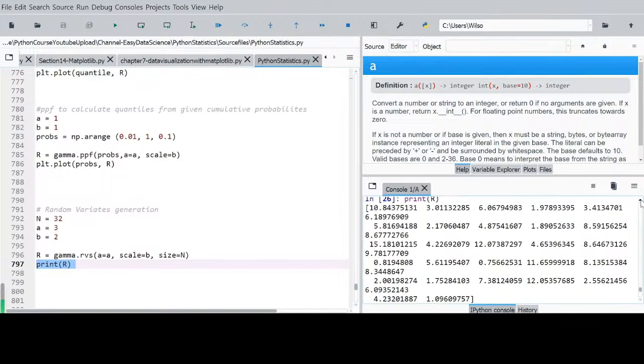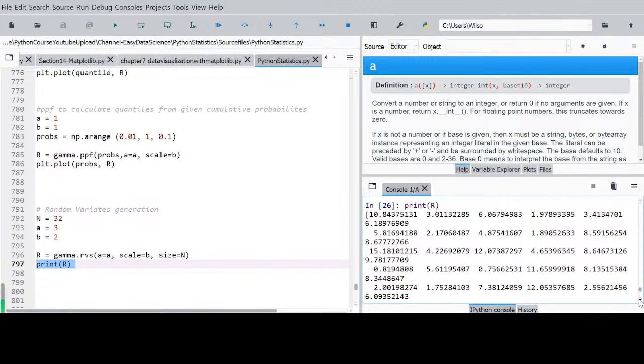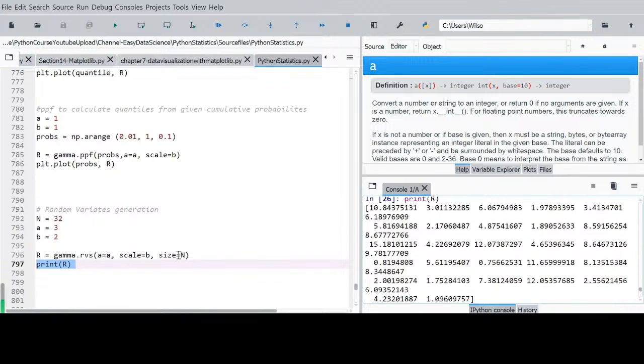You can see the numbers are almost around 5 or 6 because the mean of the gamma distribution equals alpha times beta. So the mean equals the multiplication of these two numbers, so the mean equals 6. So you can see the numbers are almost between 1 and 12, right? It's quite understandable because the mean is 6 in this gamma distribution.